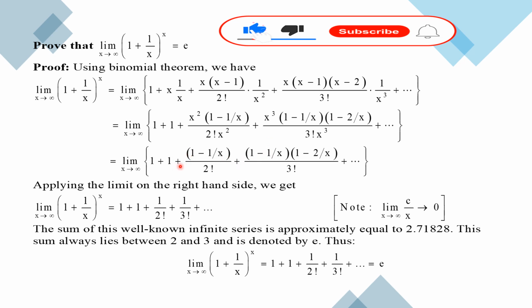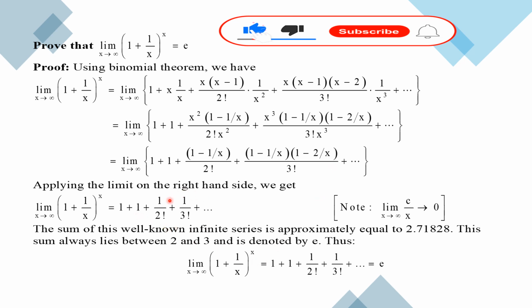So we will have 1 plus 1, 1 minus 1 over x, and now we apply the limit. The terms 1 over x and 2 over x go to 0, because x tends to infinity. So we will have 1 plus 1, plus 1 over 2 factorial, plus 1 over 3 factorial, and so on. You know that the limit as x tends to infinity of c over x goes to 0, and we apply it here.